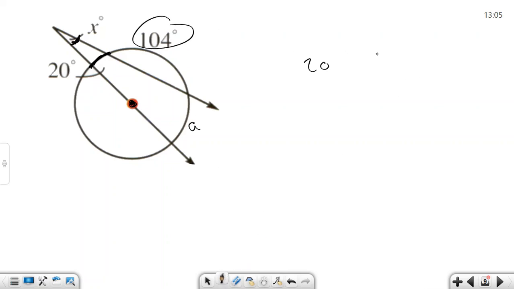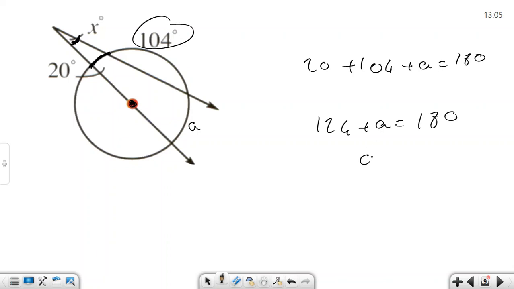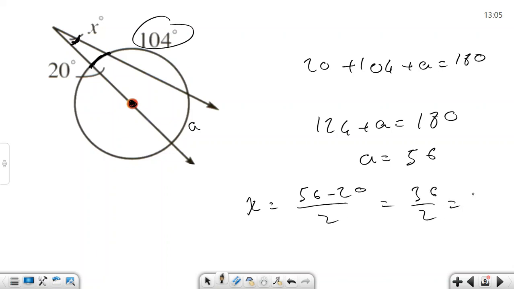20 plus 104, not 140, plus A equals 180. 124 plus A equals 180. So I can calculate A now. A equals 56. To calculate x, 56 minus 20 divided by 2. 36 divided by 2, 18 degrees. That's the rule. If A equals 56, then 56 minus 20 divided by 2.